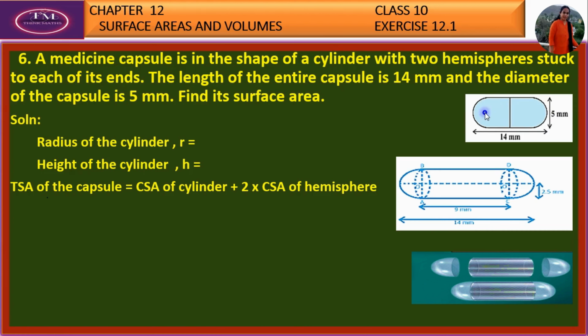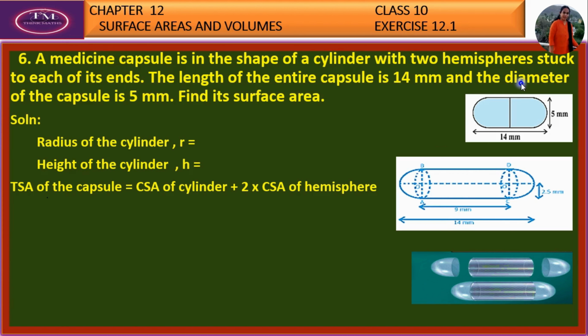So what are the shapes used in this medicine capsule? Two hemispheres and one cylinder. So these two hemispheres are connected to both ends of the cylinder to form a capsule shape. So its entire length is given as 14 millimeter. Now we have to find out the height of the cylinder. How do we find it? What is given here?